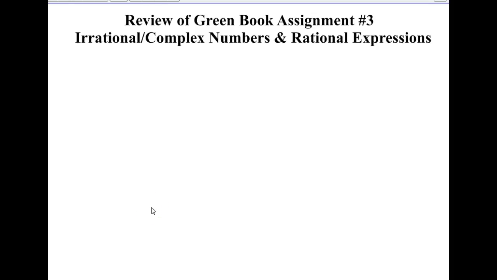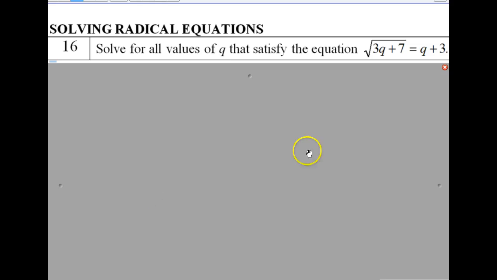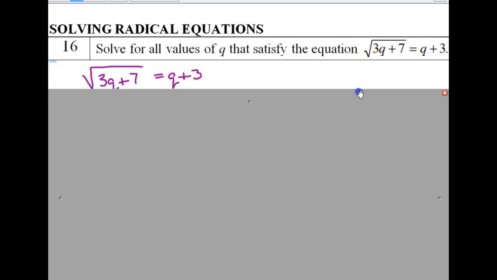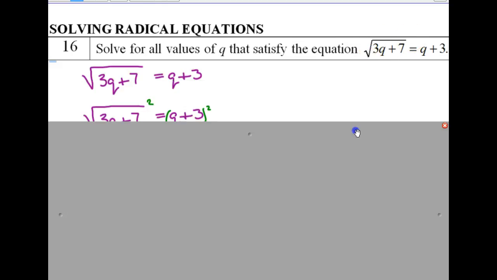Let's start with a radical equation. If you have a radical equation, first thing you want to do is get the radical by itself, but in this case it already is. What you want to be thinking about is, what can I do to get rid of this radical? I don't like it. And hopefully you said, well, I'd square both sides.